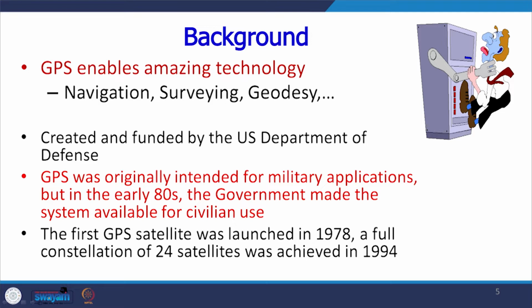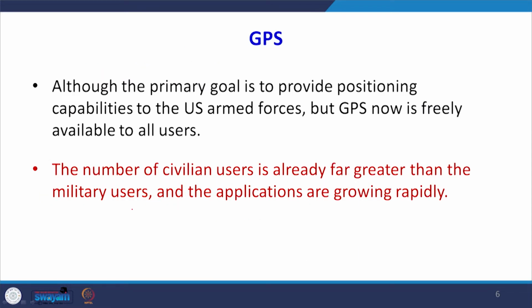We need more satellites so that they are visible from anywhere on the globe. The primary objective of satellite based positioning was to get the position for US Army forces, but presently the GPS signals are freely available to all users anywhere on the globe.